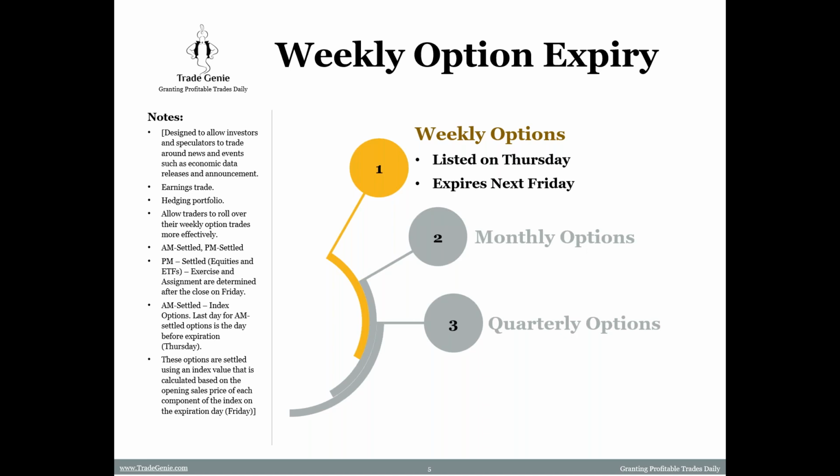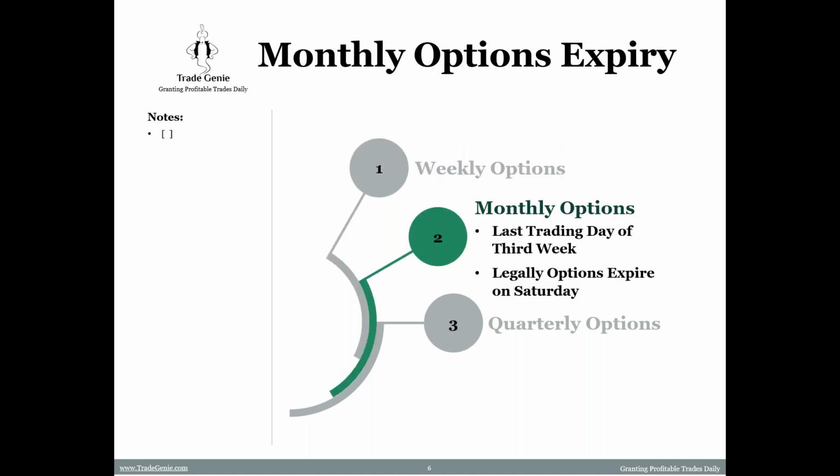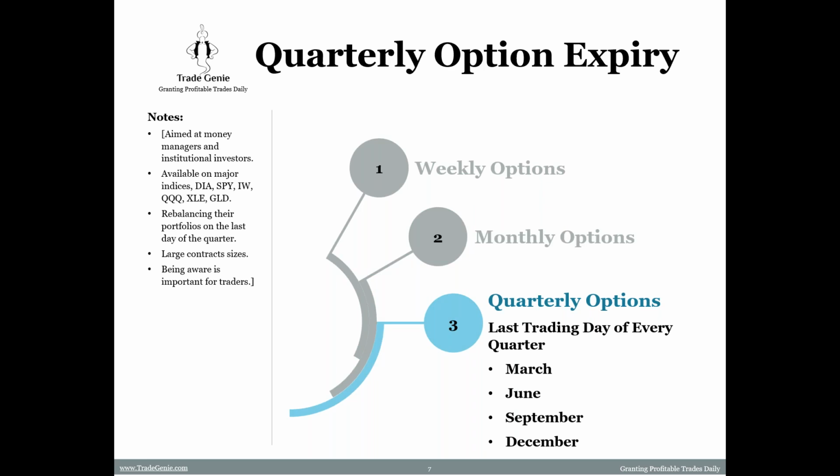So it's easy to transition from one week to another. That's the advantage. The monthly option expires on the last trading day of the 3rd week, not the last Friday. If the Friday is a long weekend day, then options will expire on Thursday. And legally they are settled, exercised, or assigned on Saturday. Now the quarterly option we talk about is for big boys. So just make sure what you're doing. You will see large contract sizes. So they do their rebalancing.